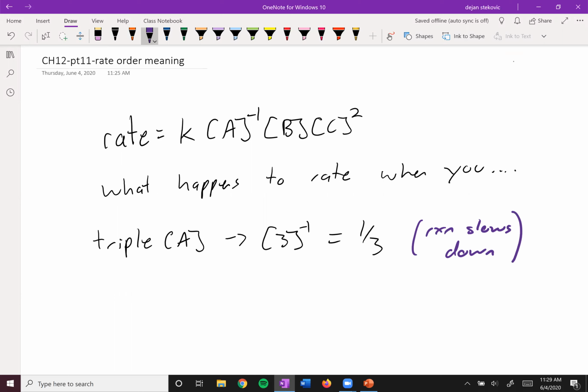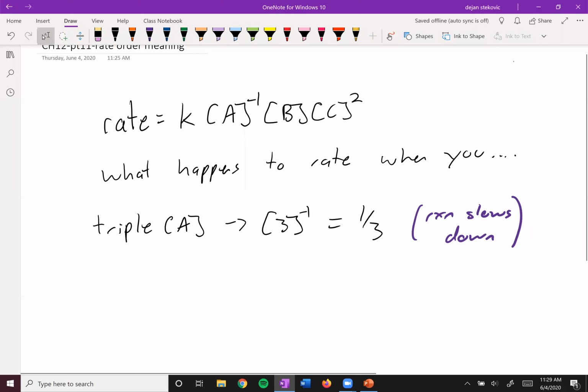So if you want to make this reaction go fast, you might think, let's just make everything super concentrated, but you can see you'd actually be doing the opposite of what you want to happen if you try to increase the concentration of A, thinking it'll go faster, because it's going to go slower.